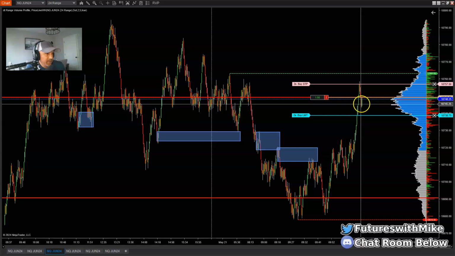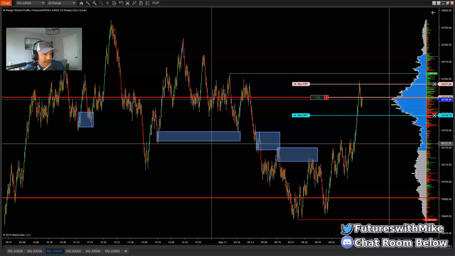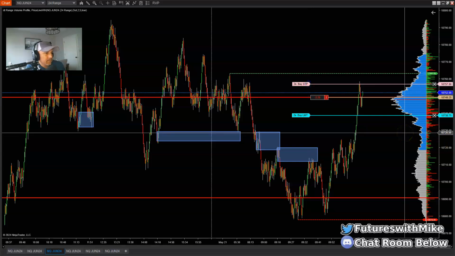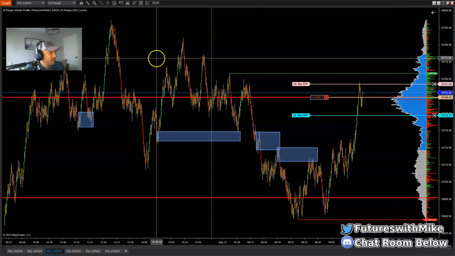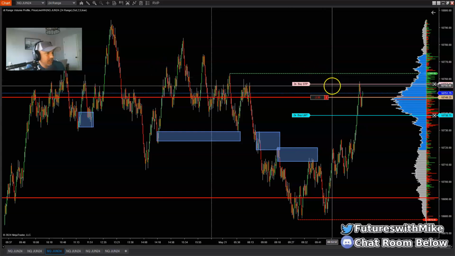So I'm looking forward to kind of fill some of these gaps in right here. You see here these imbalances back to the downside. Just going in for a quick scalp. Yeah. I know it could test this area here. Maybe want to test a little higher. See what she does.